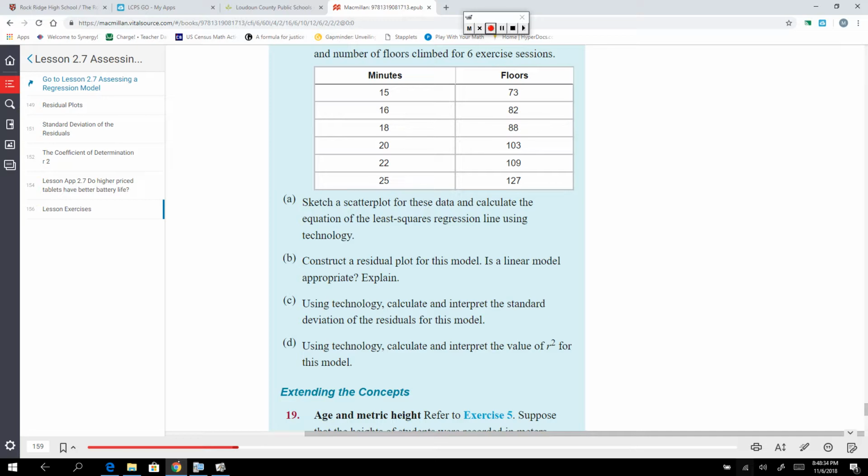And then you'll need to take the actuals, 73, and subtract your predicted. Actual of 82 and subtract your predicted. Actual of 88 and subtract your predicted. And plot those residuals on the residual plot. Please pause the video now and construct or sketch that residual plot.